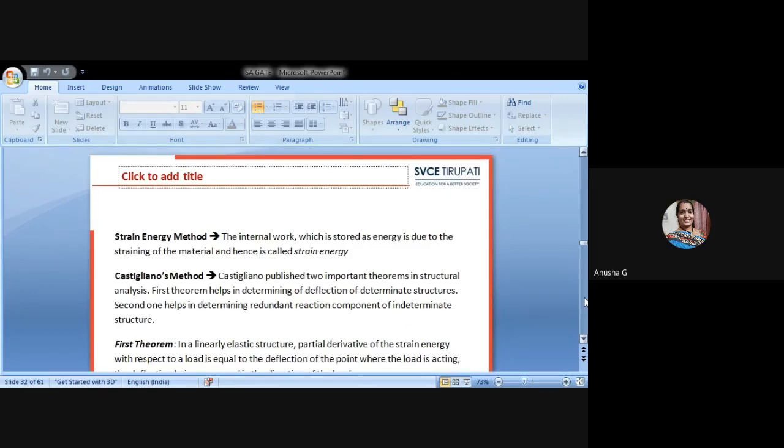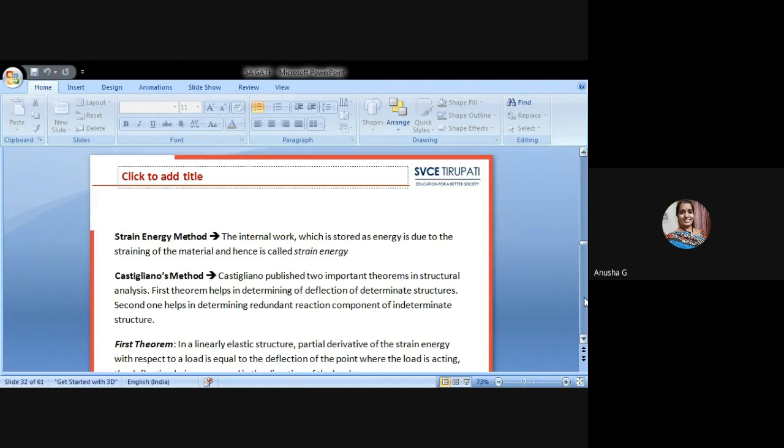That is only for arches, and then the different methods of structural analysis. Okay, the main important ones are the conjugate beam method, then Macaulay's method, and the moment area method. These three are very, very important. Now we'll go for the strain energy method.